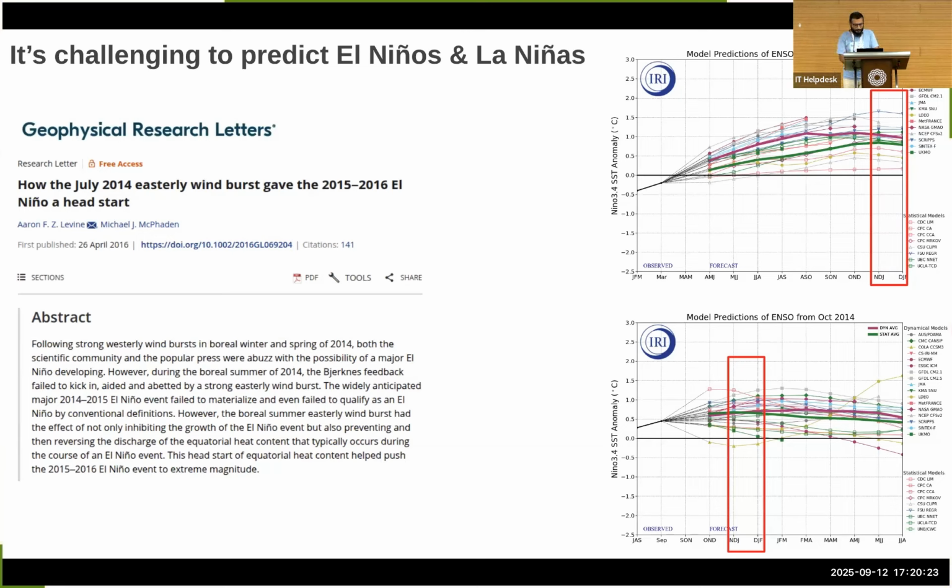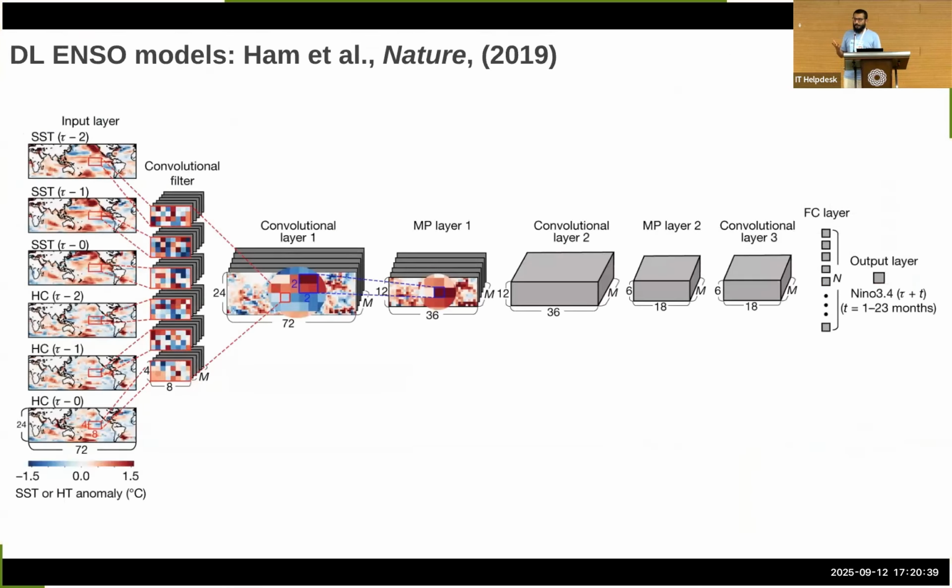And then in hindsight, there were a lot of discussions on what went wrong, and westerly wind events, the stochastic forcing, was one of the things that we found the models were not getting right. But the bottom line here is that it's challenging to predict ENSOs, right? And that is where, let's say, deep learning models now come into the picture, right?